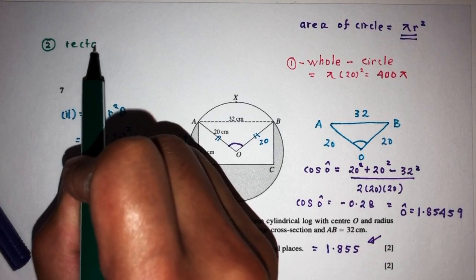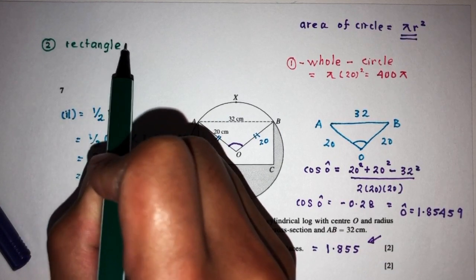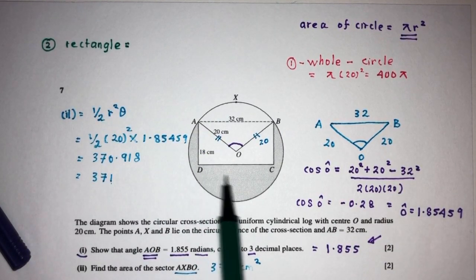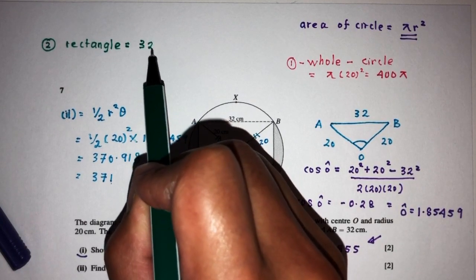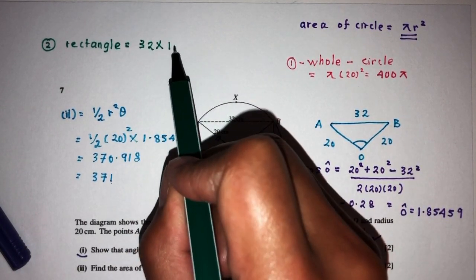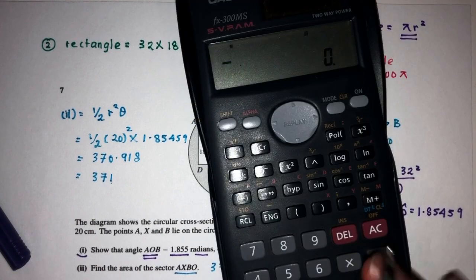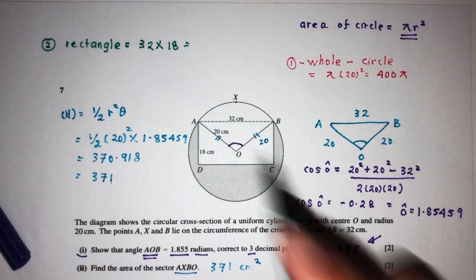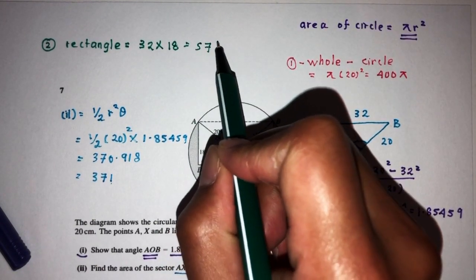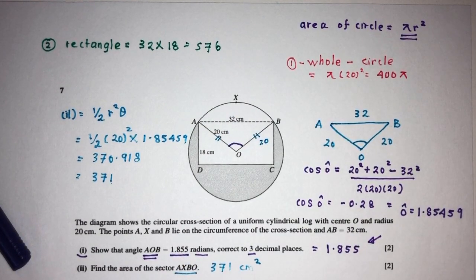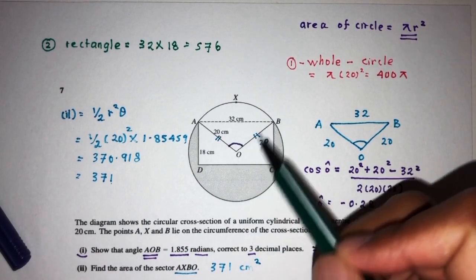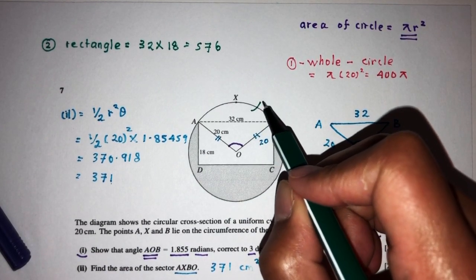Rectangle is pretty easy. How do you find the area of a rectangle? It is the length times the width. So the length is 32 times the width, which is 18. That will be 32 times 18, which is 576. So the rectangle will be 576, as we can see. Okay, great. That's the first part. So now this is gone. But we also have to remove this part, right?